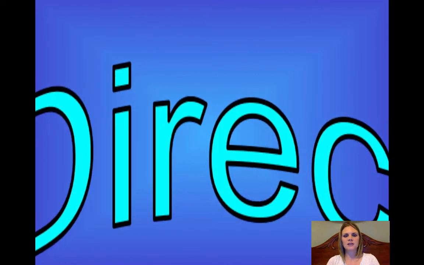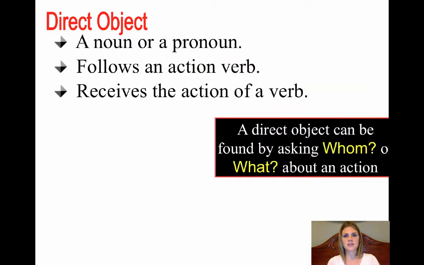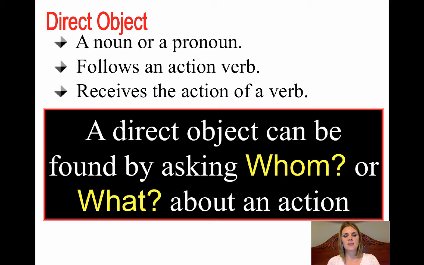So, direct objects. A direct object is a noun or a pronoun, and it follows an action verb. So not a linking verb, not is, am, are, was, were, be, being, been, but it has to follow an action verb, and it receives the action of the verb, like Mrs. Kruse threw you the sucker. Threw is the action verb. What did I throw? The sucker. So sucker is the direct object. A direct object can be found by asking whom or what about an action.